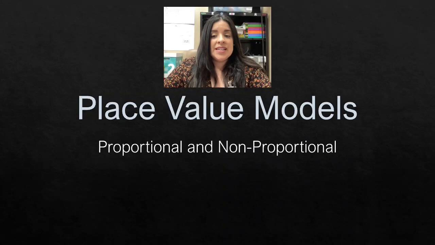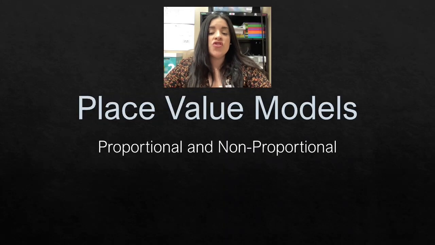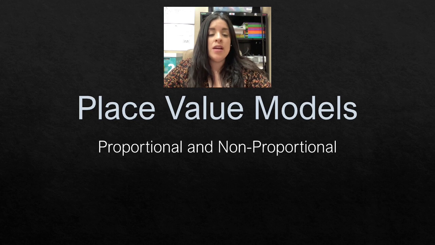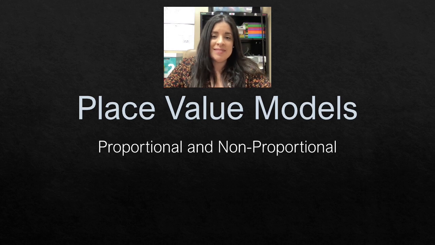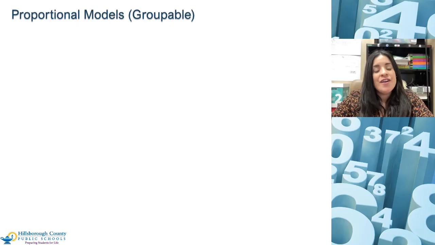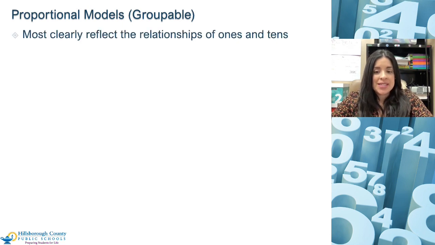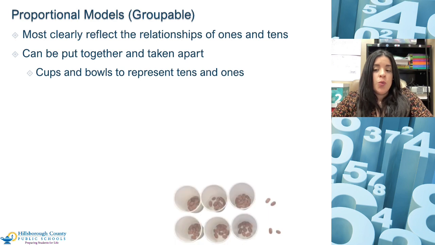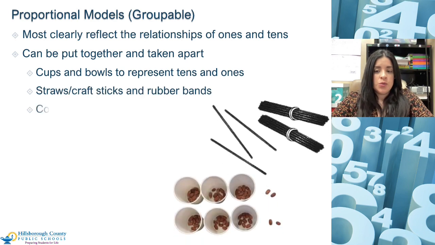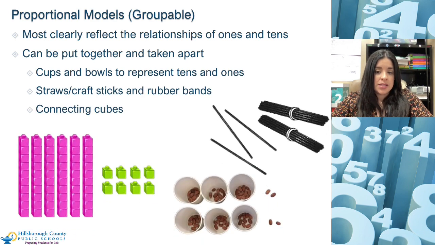In order to build conceptual understanding of place value, instruction should include the use of proportional and non-proportional models. Let's take a look at these different types of models and how and when we could use them with our students. First, let's take a look at proportional models that are groupable. These models can be put together and taken apart. So, when we build with snap cubes, we have individual snap cubes that make those trains of tens. But we can also take those trains apart so we have individual snap cubes.